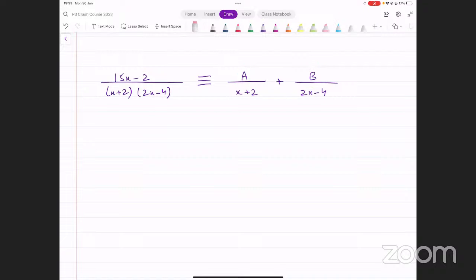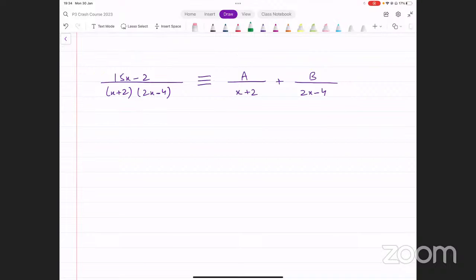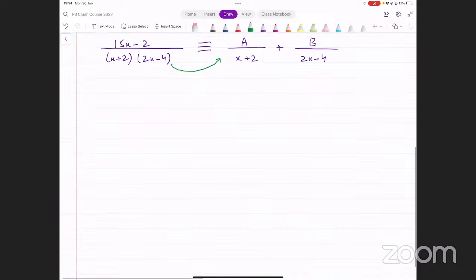Now, let's start with this process. How do we figure out the values of A and B from this? How do we start? The first thing we do, after we've written this fraction into its parts like this, is multiply this denominator on the left side on to the right side. We multiply this denominator on the other side. Okay. Now, what happens if we do that?